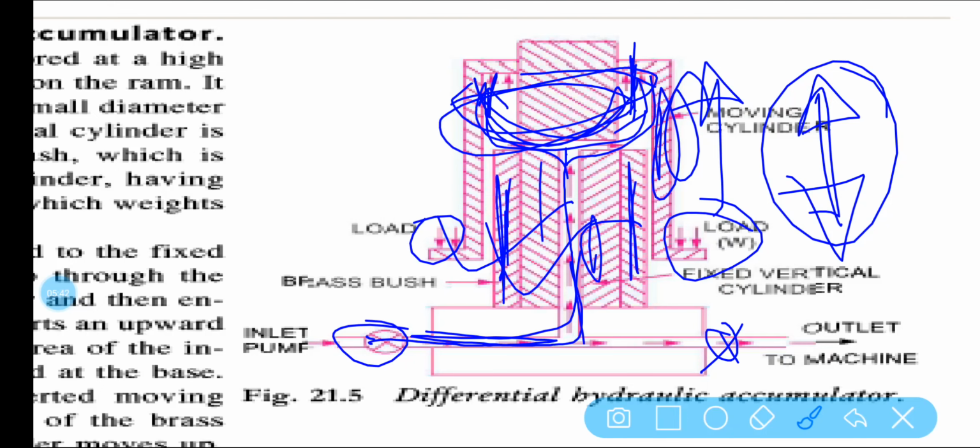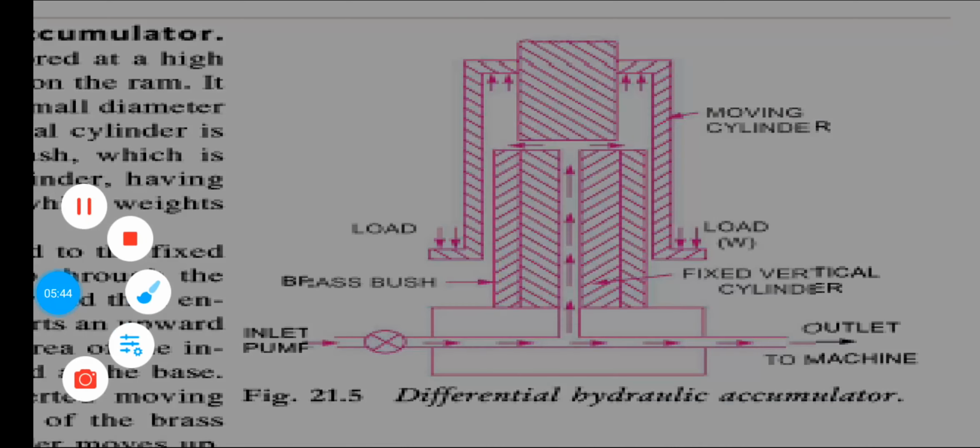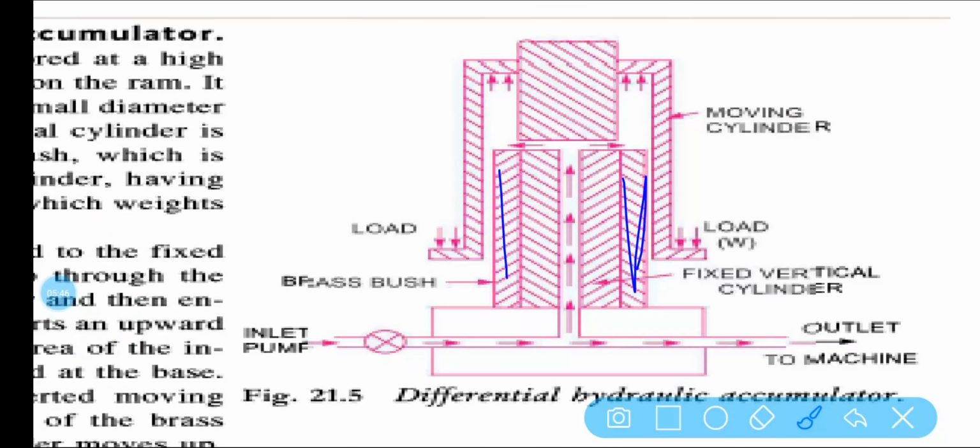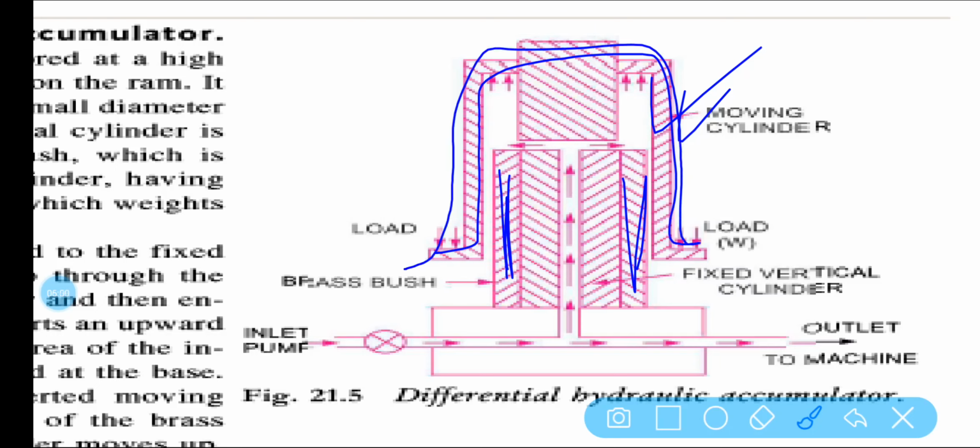Okay, this fixed vertical plate is surrounded by this closely fitted brass, and this is your moving plate. That means this brass is surrounded by an inverted moving cylinder. This is your inverted moving cylinder. Clear? Having a circular projected collar at the base on which weights are placed.